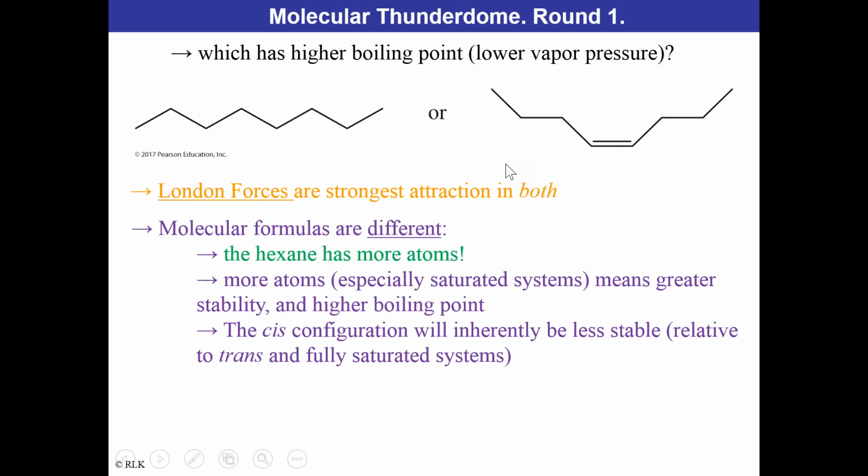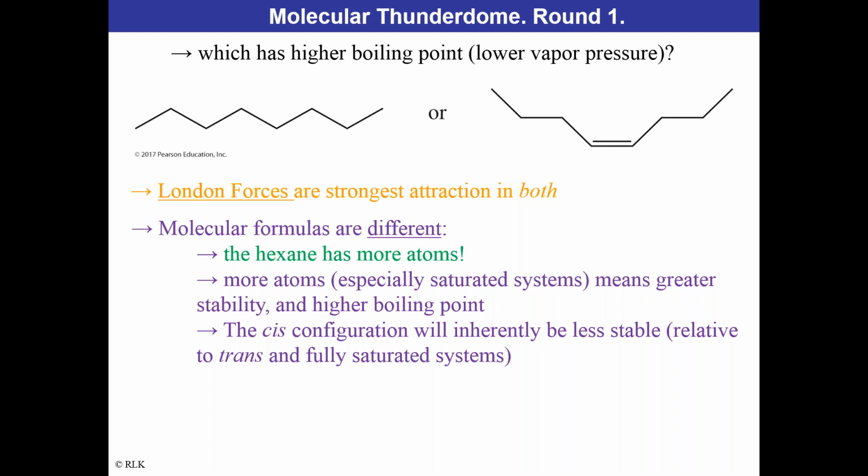How do we approach this? Well, look, we know that the London forces are going to be the strongest attraction of both. Okay, so even the presence of a double bond or even triple bond isn't going to change that. You don't have significant polarity that is arising from either of these molecules. And because of that, that is why the London forces are dominating.